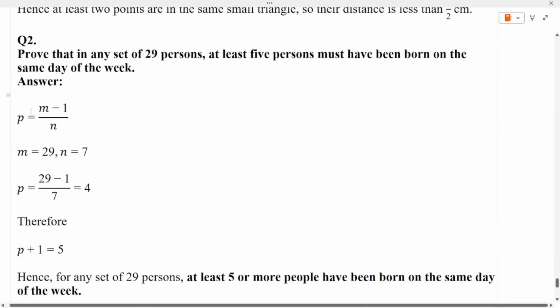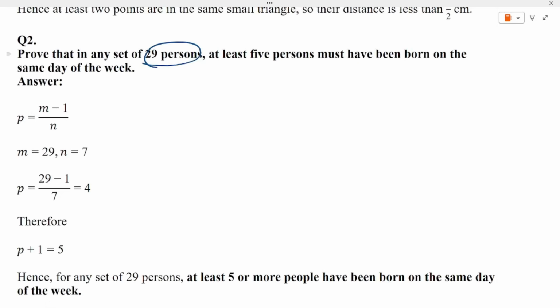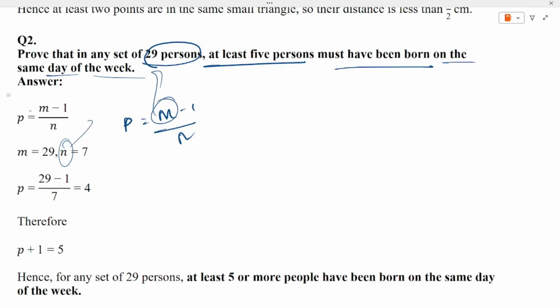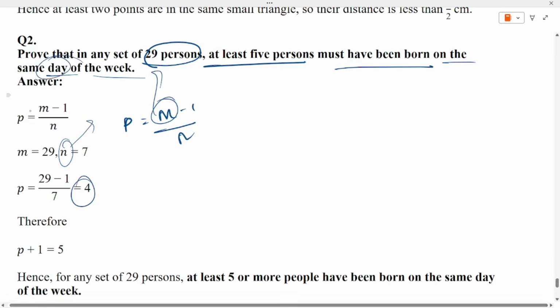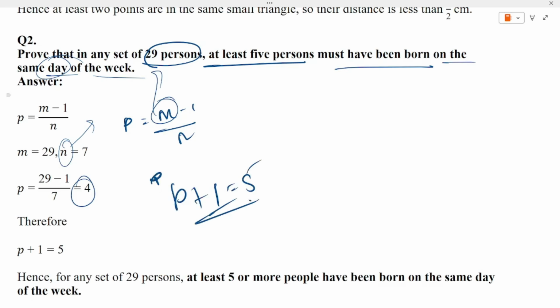Next question. See, they have given, prove that in a set of 29 people, at least 5 must have been born on the same day of the week. Okay, pigeonhole principle formula is what? (M minus 1) divided by N. Okay, now M is nothing but the number of persons you have there, and N you remember it as how many days are in the week? 7. So that's it. You divide and you will be getting the answer as 4. And if you get the p value, that is not the pigeon value. You should add 1, that will be equal to 5. Okay, p plus 1 will be 4 plus 1 will be equal to 5.